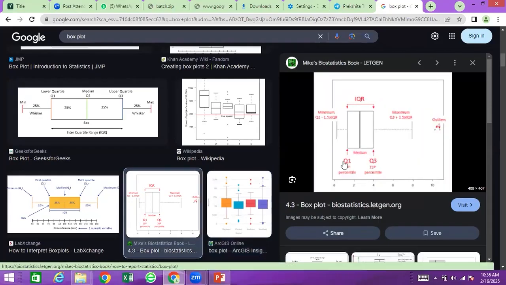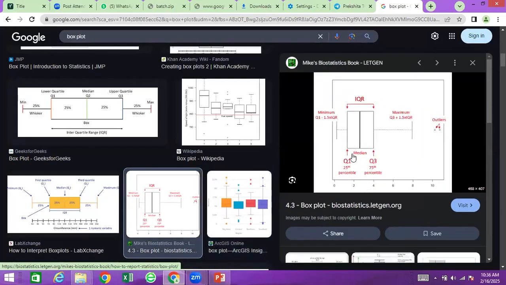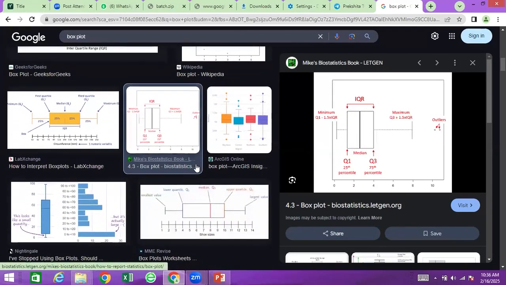And this is a definition that people sometimes use. This is Q1. Yeah, my bad, it was not Q2, it is Q1. So Q1 minus 1.5 IQR, Q3 plus 1.5 IQR. The values which are beyond that are shown as dots and are called outliers. Again, this is one of the ways of doing it.